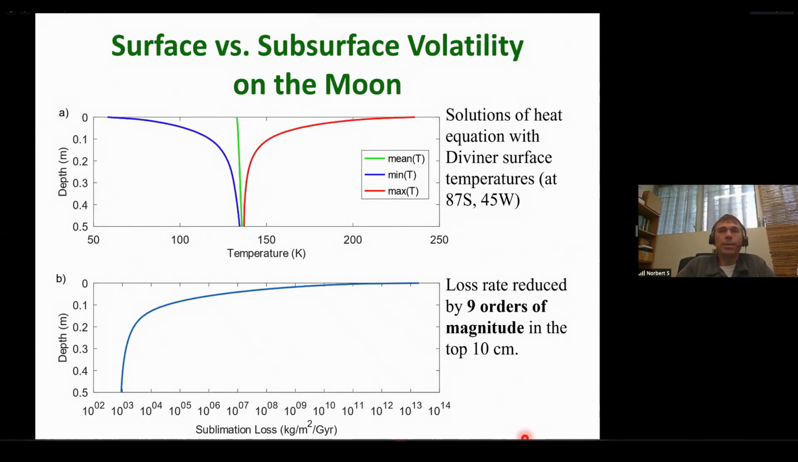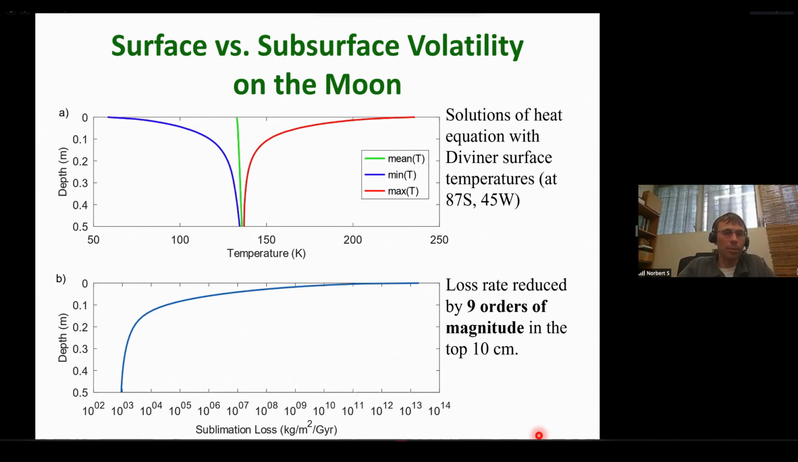And why is that? Here is a result of a model calculation, and this is actually not for Ceres but the moon. The surface temperatures are actually temperatures measured by Diviner, which is an instrument around the moon that measures temperature, and so it includes diurnal as well as seasonal variations. So these are great surface temperatures. And then there is a numerical solution for what the subsurface temperature profile will look like. The bottom panel shows the sublimation loss rate in kilograms per square meter per gigayear, right?